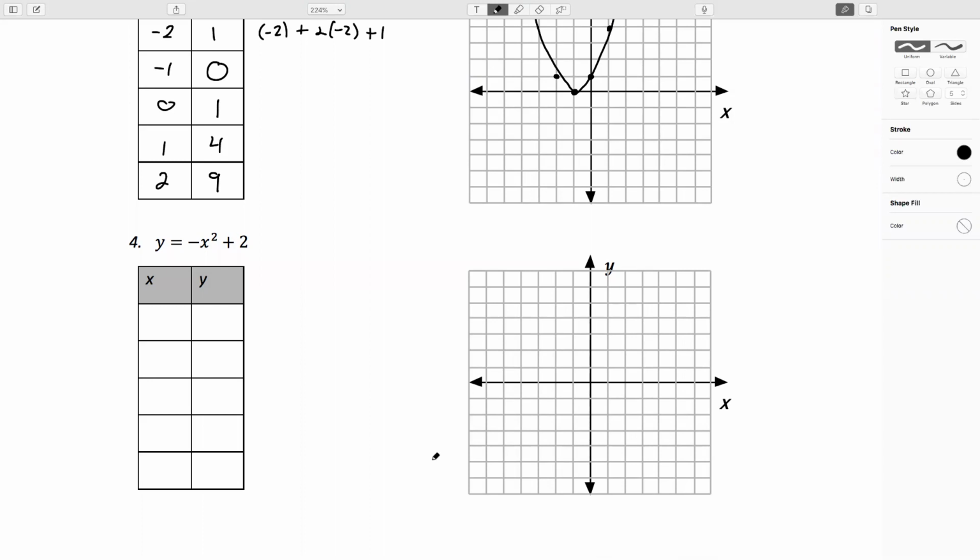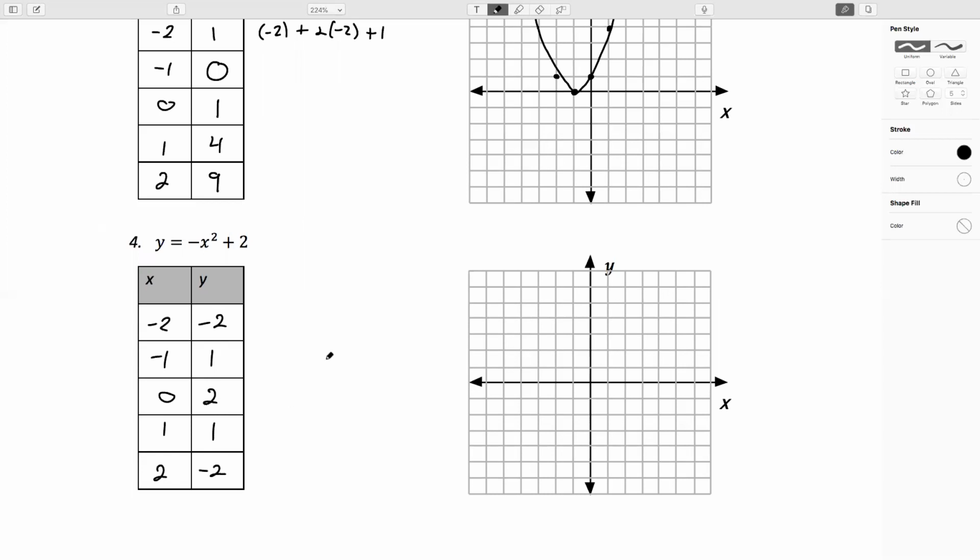So y equals -x squared plus 2. Again, we'll pick the same points. -2, -1, 0, 1, and 2 are going to be my x values. I can plug these into the equation, or I can use a graphing calculator, or I can use Desmos to tell me my y values. So -2 corresponds to a y value of -2. -1 corresponds to a y value of 1. 0 corresponds to a y value of 2. 1 becomes 1, and 2 becomes -2.